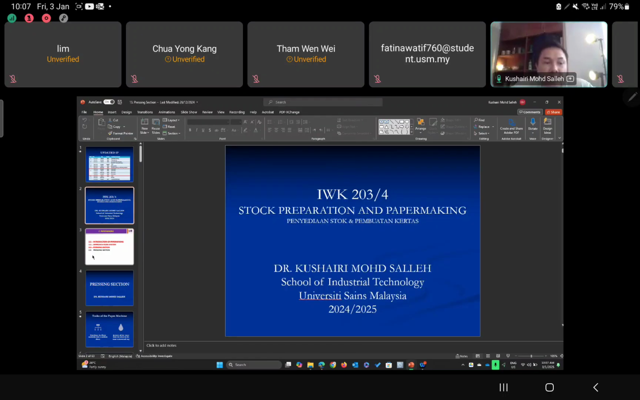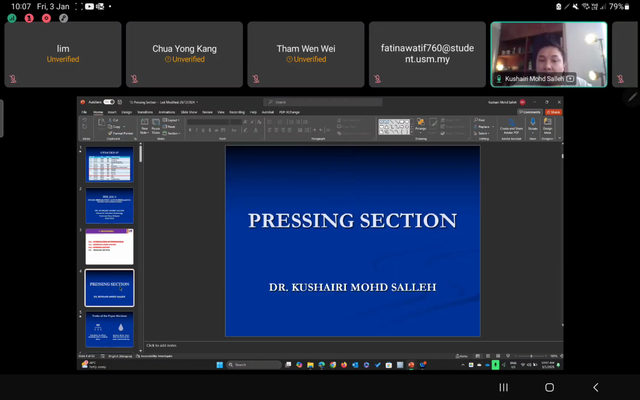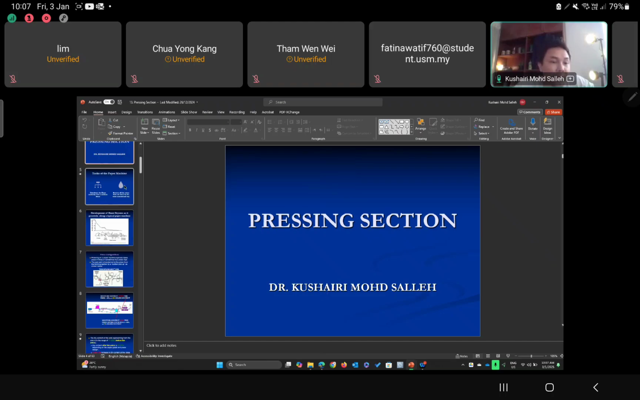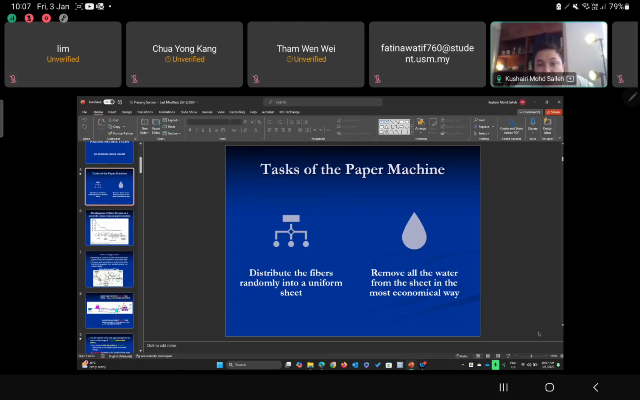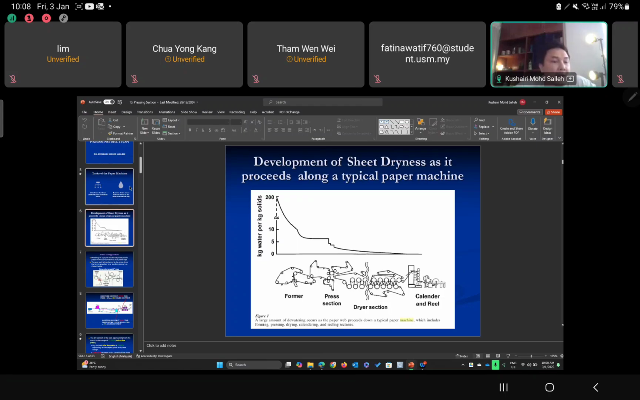Before we proceed with the drying section, I think it's good for us to recall what you have learned in the pressing section. In the pressing section, you need to remember the tasks of the paper machine. They have two major tasks. The first one is to distribute the fiber randomly into a uniform sheet, and the second one is to remove the water as much as possible. The targeted moisture content after the pressing process is about 35 to 50%, but usually they obtain about 40%. It depends on the quality of the paper and the secondary fiber.